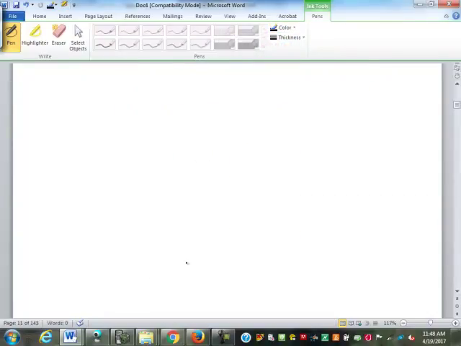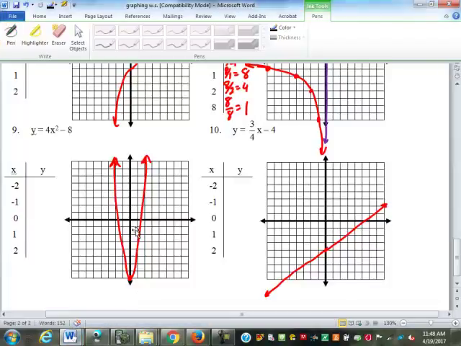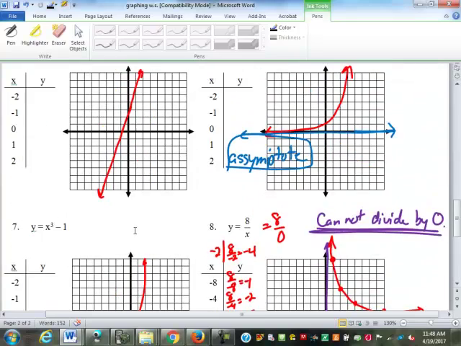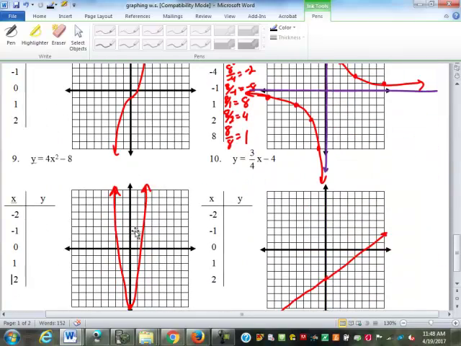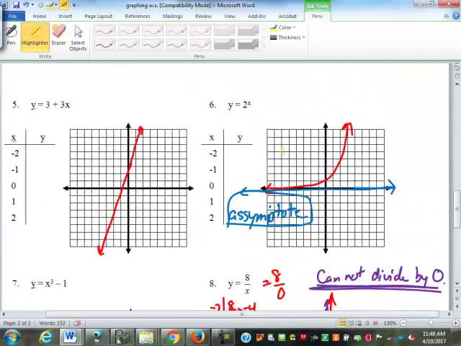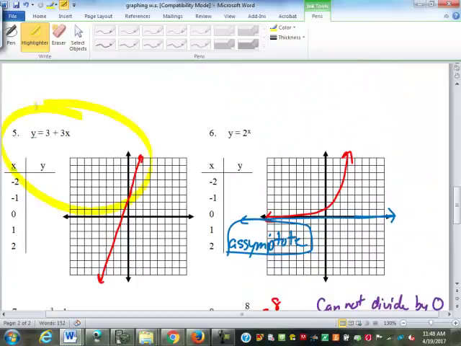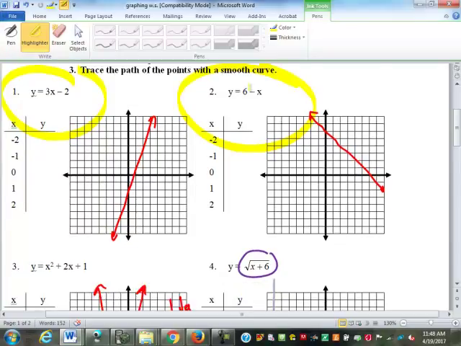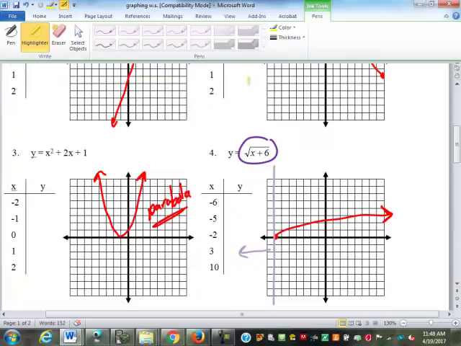Okay, back to our graphs. We're looking at these graphs here, and there are 4 of them that make lines. Number 10 here, number 5, and numbers 1 and 2. So those equations make lines on the graph. So what I want to focus on for a minute is the other ones. The ones that do not make lines on the graph, like 3, 4, 6, 7, 8, and 9.